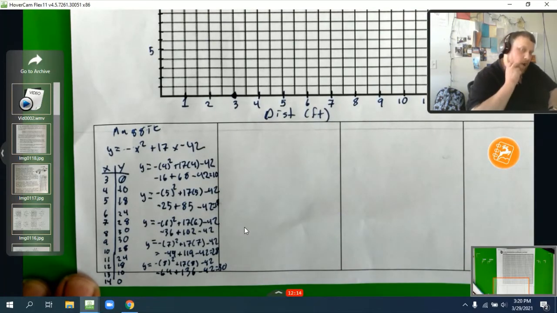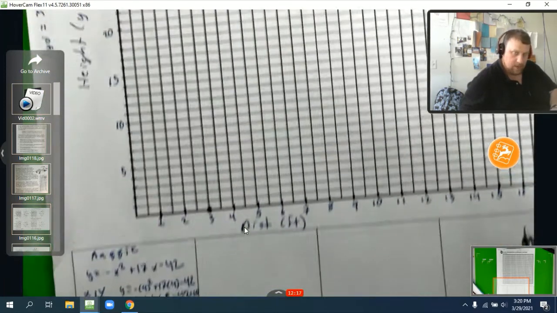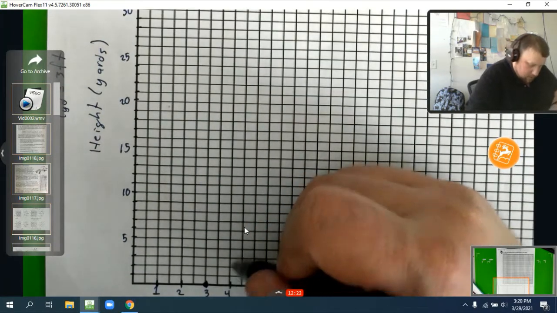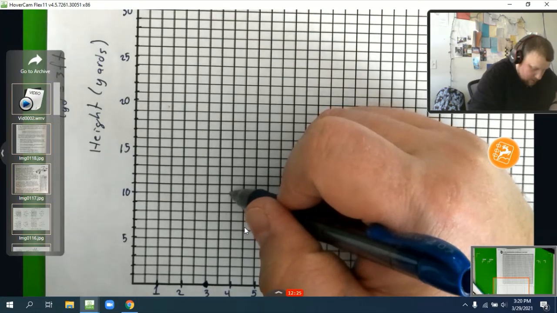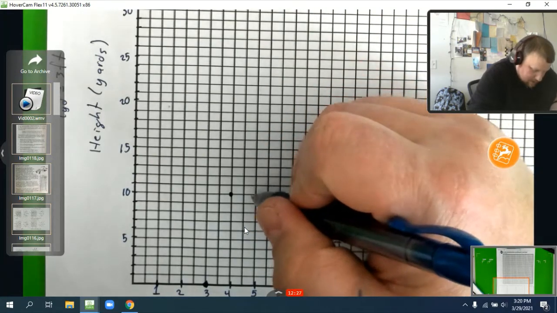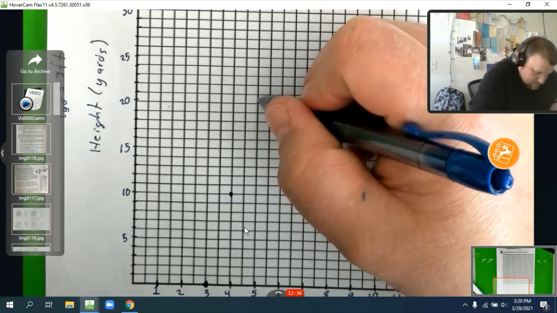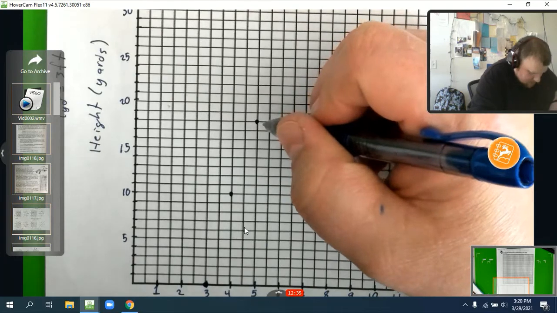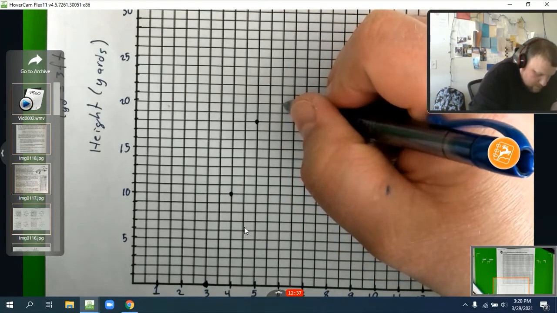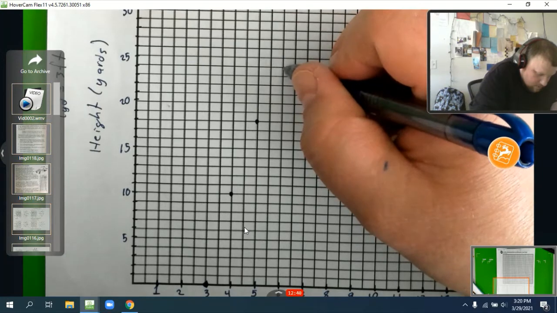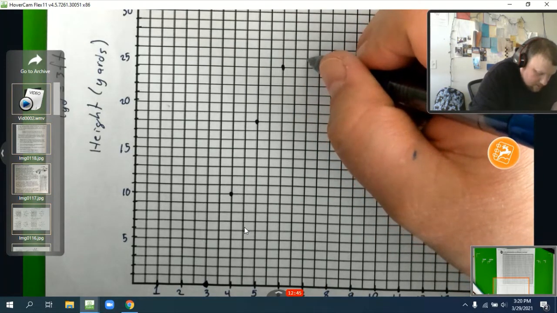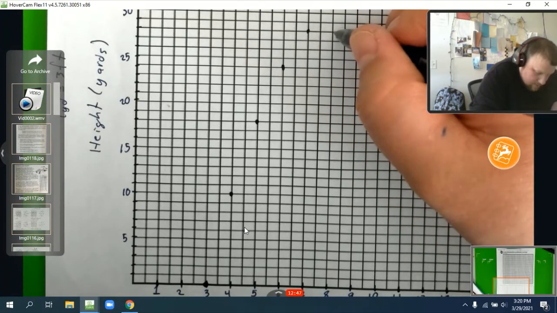So now we can get to graphing. And you're not going to see everything I'm doing. But I do know we're going to have 3, 0. 4 is going to go up to 10. That's why I have a nice grid here. 5 is 18. 6 is 24. There's 20. 1, 2, 3, 4. 7 is 28. 5, 6, 7, 8. And 8 is 30.